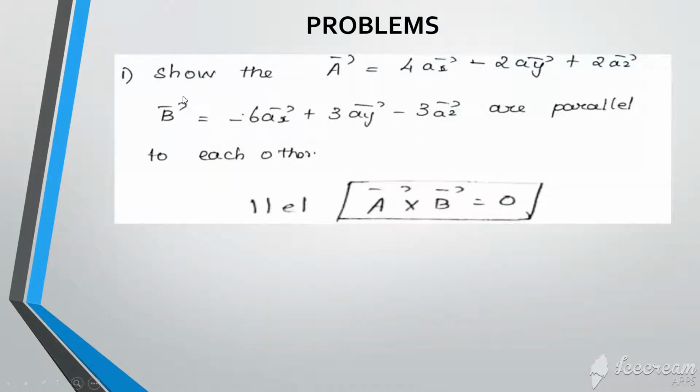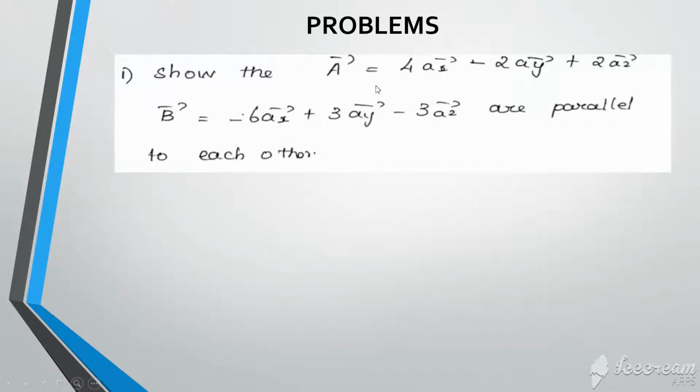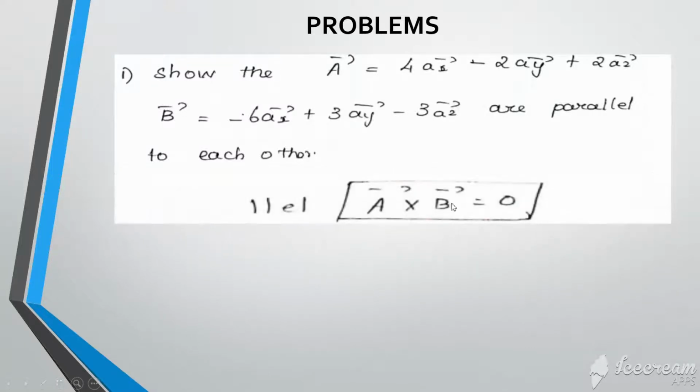So first problem: show that a vector equal to 4ax minus 2ay plus 2az and b vector equal to minus 6ax plus 3ay minus 3az are parallel to each other. Already we know the condition for parallel vectors is a vector cross b vector is equal to 0. So for verifying parallelism of the vectors, simply find the a vector cross b vector.